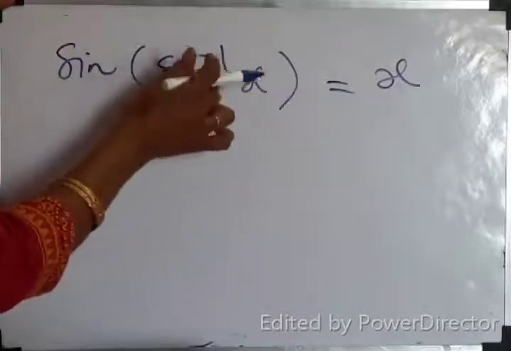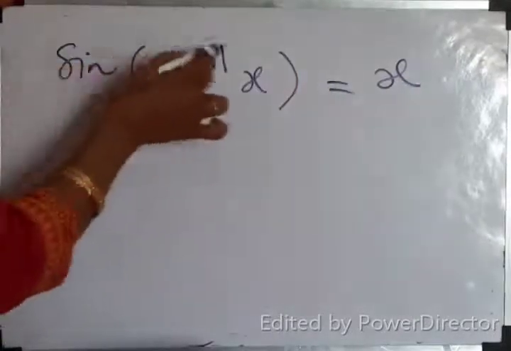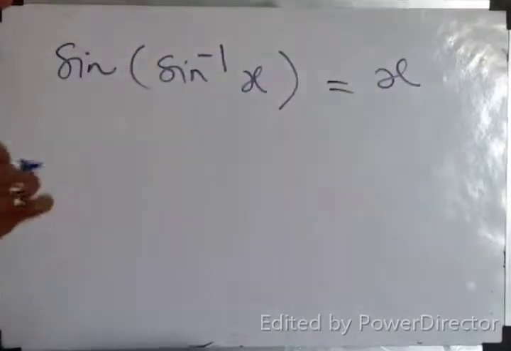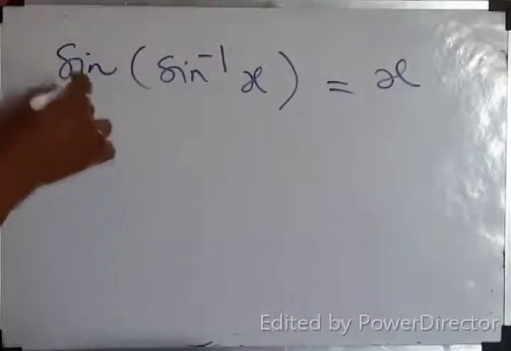Sine inverse half. What's the meaning? Sine inverse half is 30 degrees. So sine inverse gets cancelled, and half is the answer. Correct? You can write this for the rest of the 6 ratios.